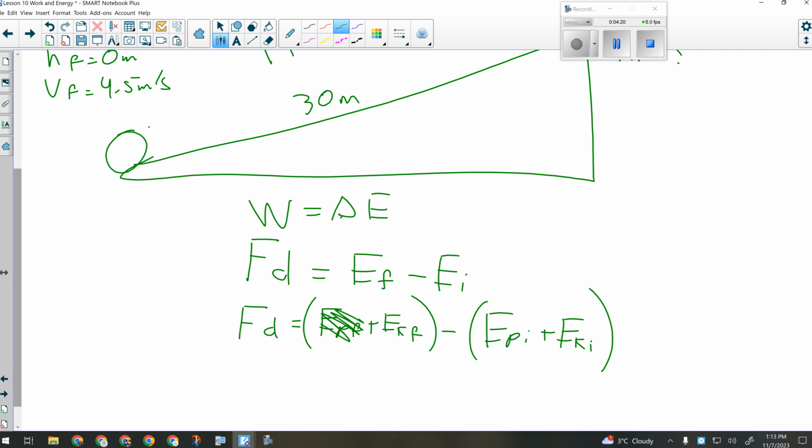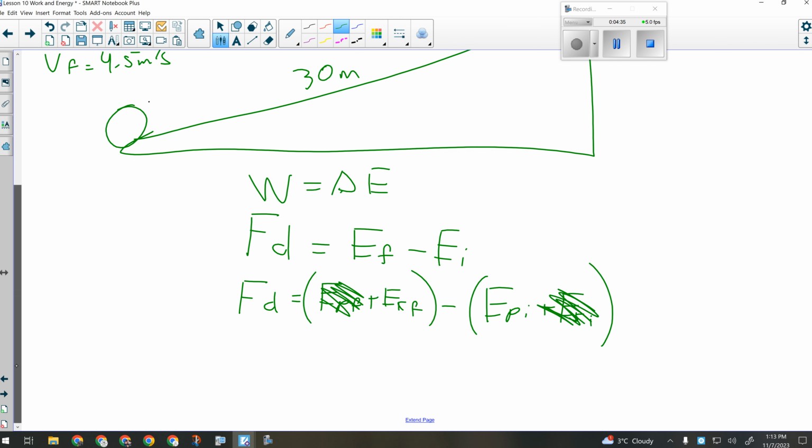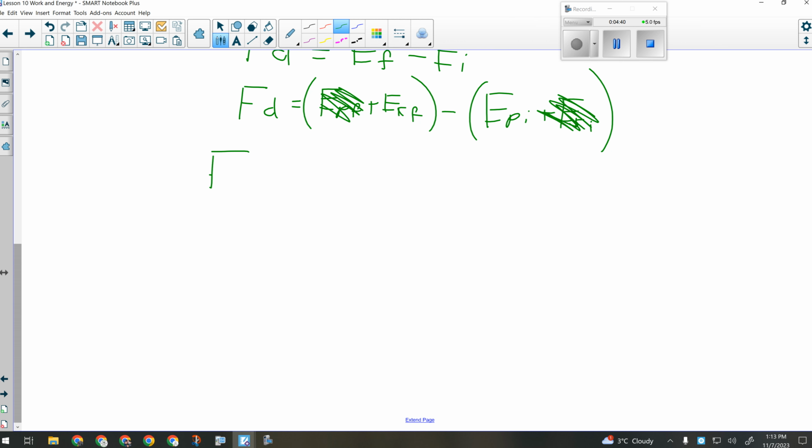Final potential is 0. Any others? Initial kinetic. Okay, my initial velocity is 0. Did that just simplify that question a great deal? So now when I expand this out, it's actually going to look a little bit shorter. I'm going to have force times distance equals 1/2 mvf squared minus mghi. That's all there is.